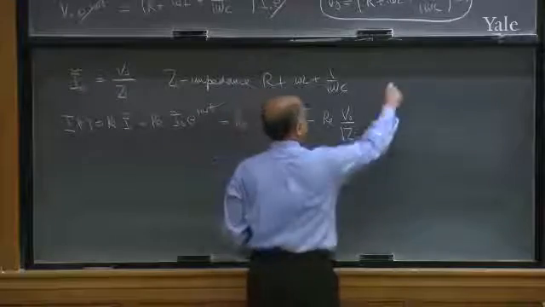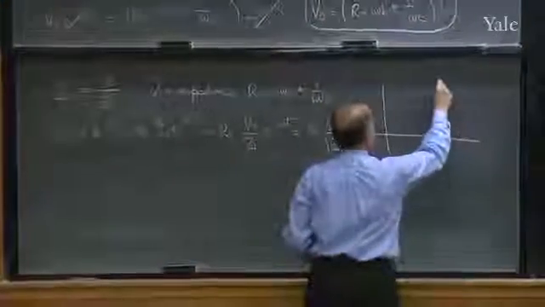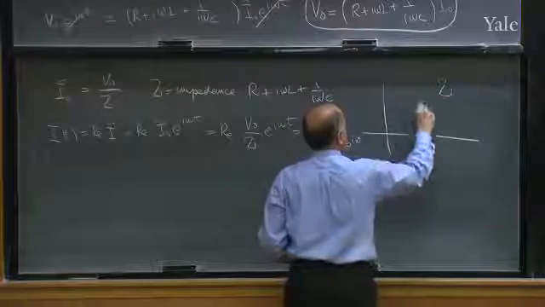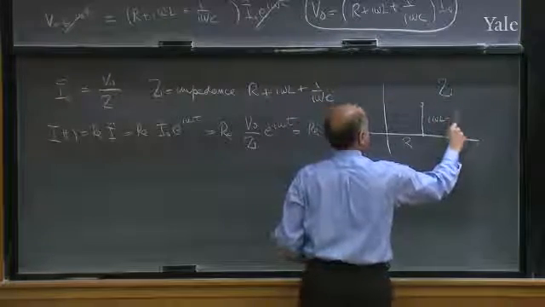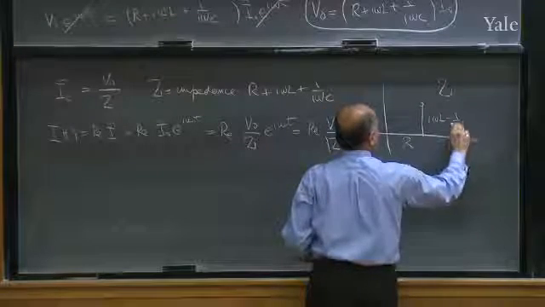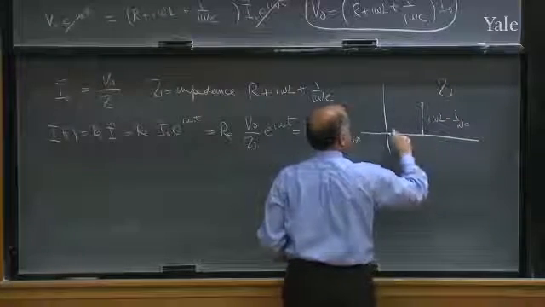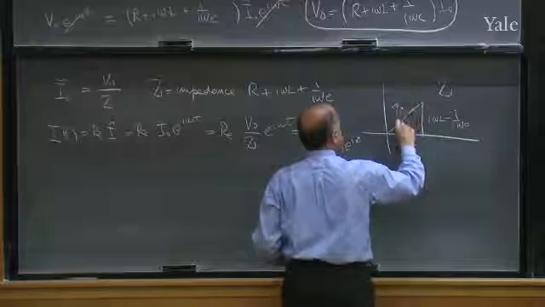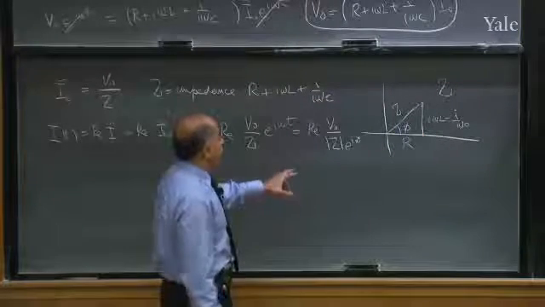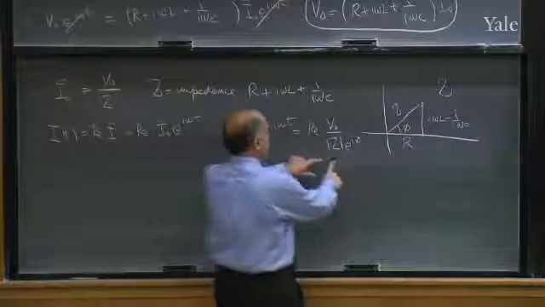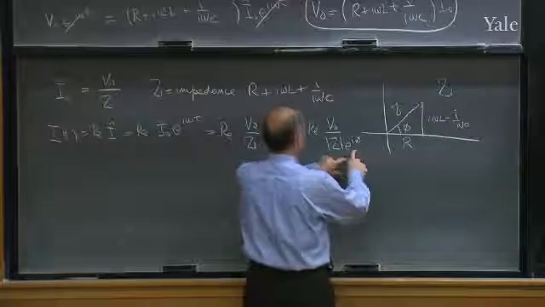So I should tell you what this is. Imagine the complex number Z plotted this way. This is R. This is I omega L minus 1 over I omega C. And this is the complex number Z. This is the angle phi. Then you write the same complex number in polar form as its modulus and e to the I phi.